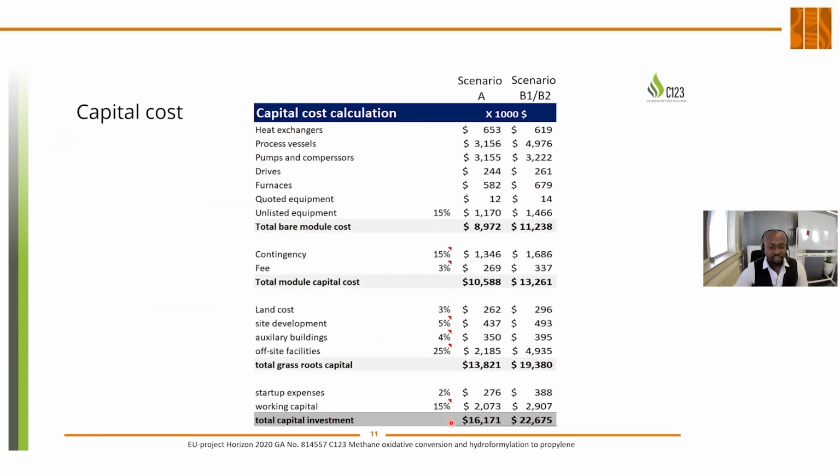This is just a screenshot of the capital cost. At that stage, we didn't distinguish between B1 and B2 from a feedstock perspective, so we just call them scenario B. And as you can see here, the per-model cost is not the whole capex, actually. There's a lot of other costs, and this is the purpose of this slide, just to show you that the capex includes contingency fees, land costs, site development, auxiliary buildings, and a lot of other things. And these factors are rules of thumb that we use and common practice in the industry.